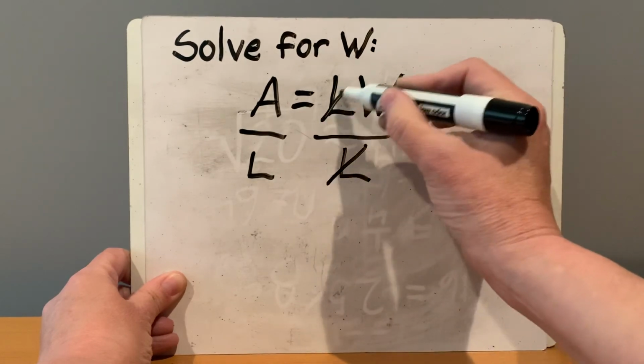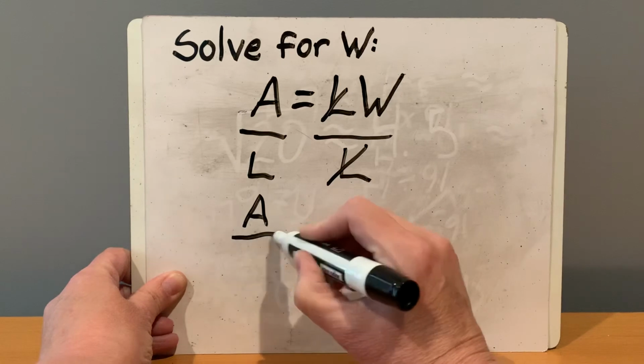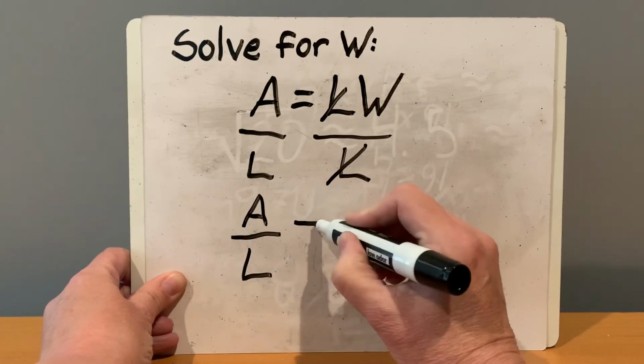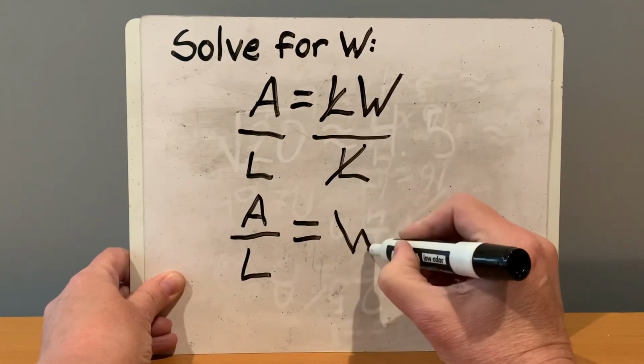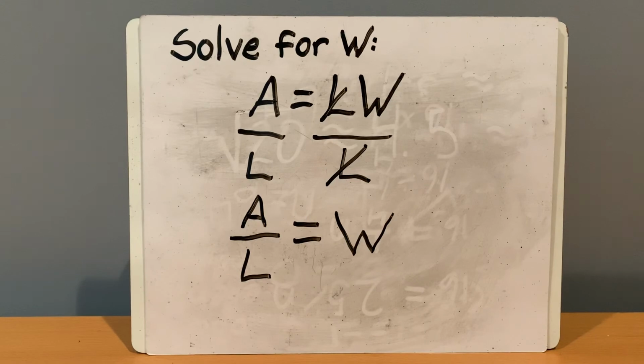These will cancel out, and we will see that when we simplify, we have A divided by L equals W. And you could rewrite that so it's W. You could switch the sides and have W equals A divided by L. But that's basically the way that we solve literal equations and transform formulas.